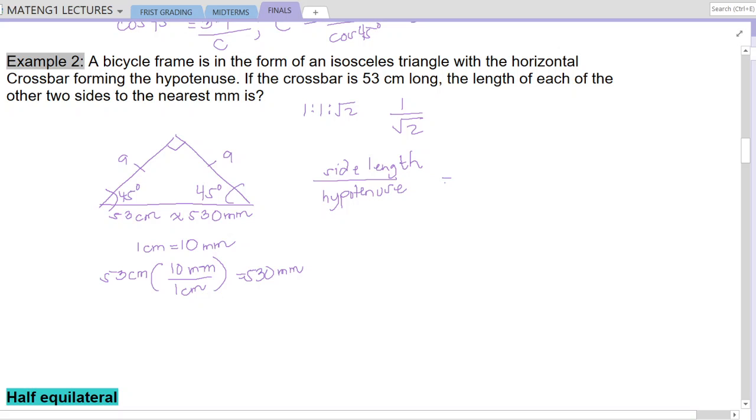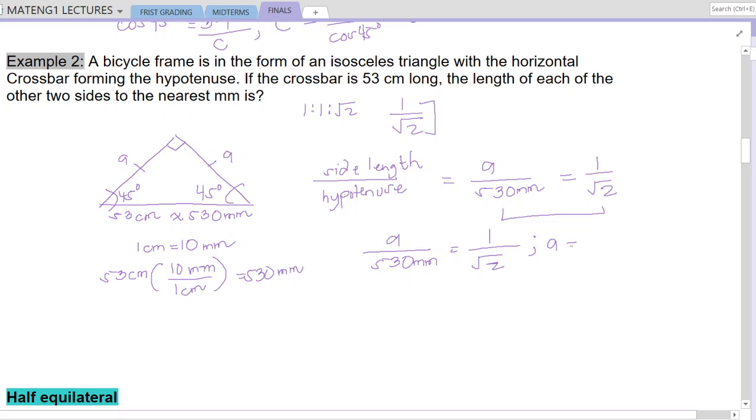Okay, so that is equal to side length, which is A, and the hypotenuse, which is 530 millimeters. Having that, that is also equal to the leg, which is the ratio, that is 1 is to square root of 2 units. Equating these two, A is to 530 mm equal to 1 all over square root of 2. Cross multiplying will give us the value of the legs, that is the side.